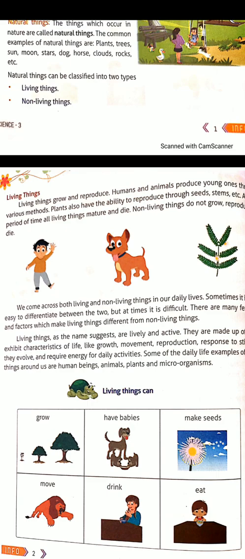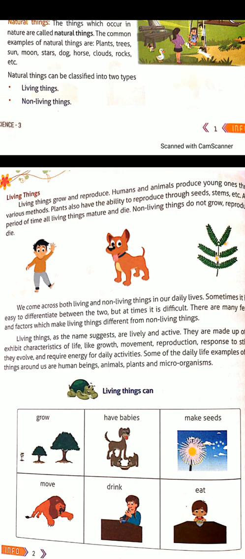We come across both living and non-living things in our daily lives. Sometimes it is very easy to differentiate between the two, but at times it is difficult. There are many features and factors which make living things different from non-living things. Living things, as the name suggests, are lively and active.